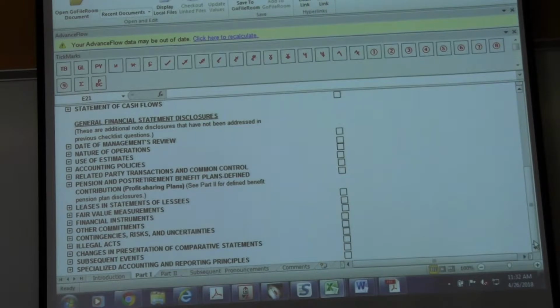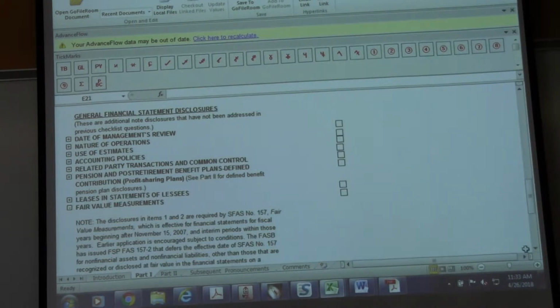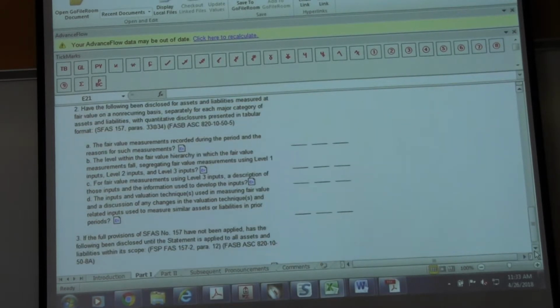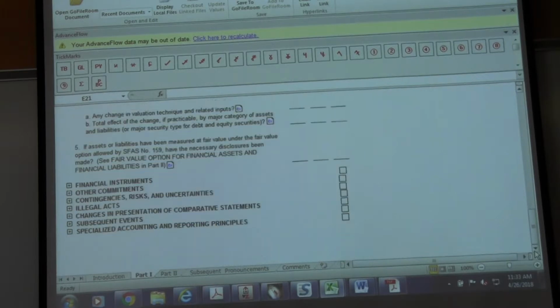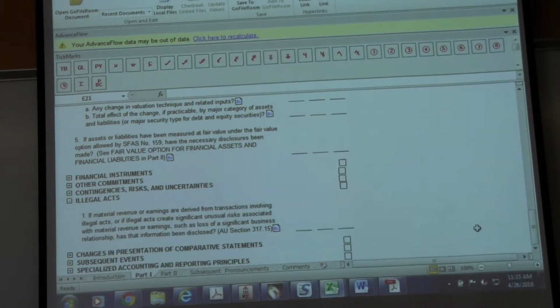and it gets into some very complicated disclosures, because it can be quite complicated. This is a very basic statement that we're showing you. Fair value is huge. It's huge. Contingencies, commitments, illegal acts. If you click on illegal acts, if you have a situation where material revenues are derived from transactions involving illegal acts, is that disclosed?